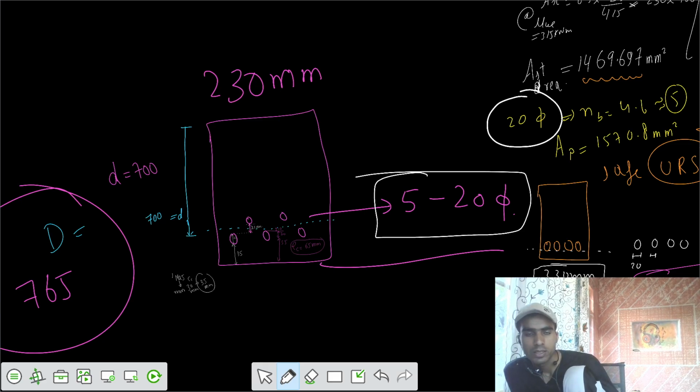an even number of bars, such that the placing of those bars is easier, because you have to fix the bars also. You should not keep the bars in the air. So this method is also not preferable. The one which I showed is also not preferable.